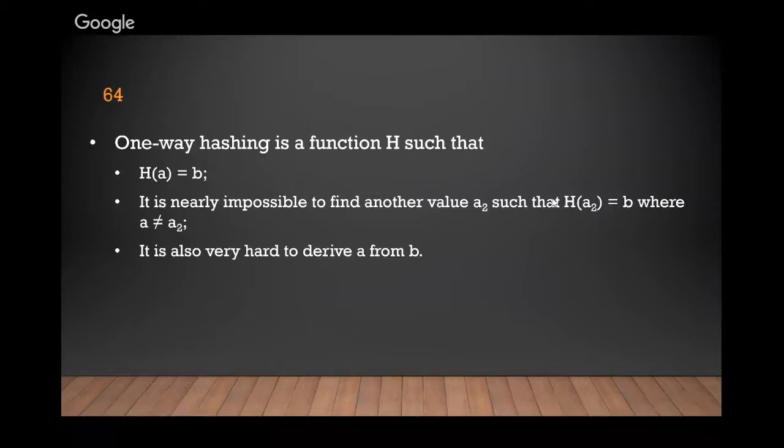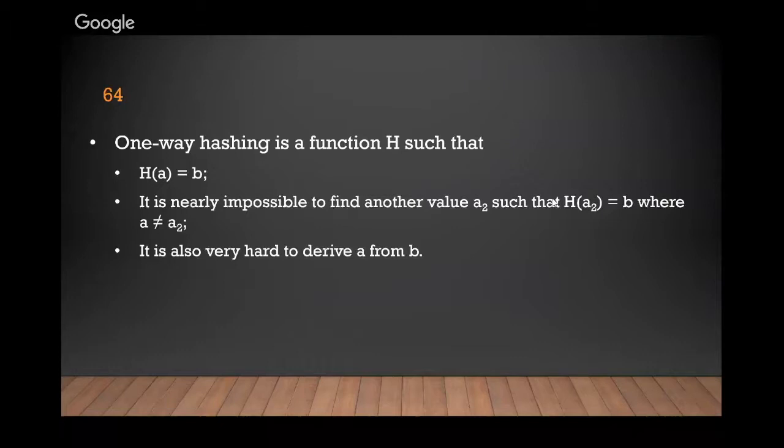Then there are two important properties. It's a bit hard to understand, but please do read it and try to understand it. The first property is that it's nearly impossible to find another value, A2, such that H(A2) equals B if A and A2 are not the same. In other words, if your input is different, the result will most likely be different as well.